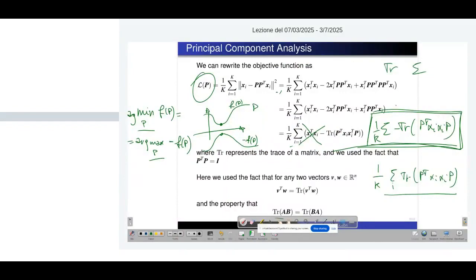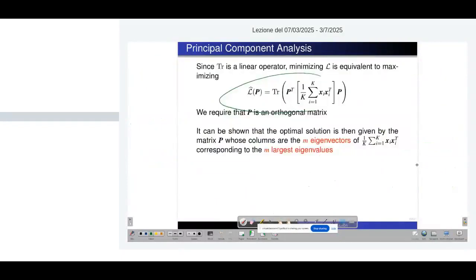We have a summation here over samples. We have a summation here over the elements of the diagonal of this matrix. Remember that the trace of a matrix is just the sum of the elements on its diagonal. So trace is nothing else than summing these values. We can exchange the two. We can bring the trace outside and the summation inside the trace.